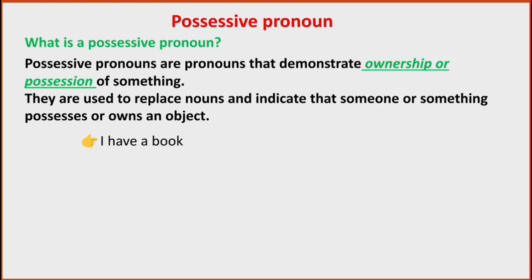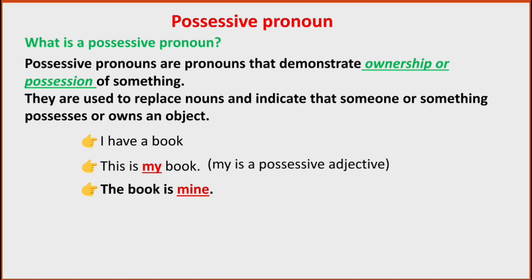I have a book. This is my book. The book is mine. Look at the difference among these three sentences. This is my book. My is a possessive adjective. The book is mine. Mine is a possessive pronoun. So, what is a possessive pronoun? Possessive pronouns indicate possession or ownership of something.